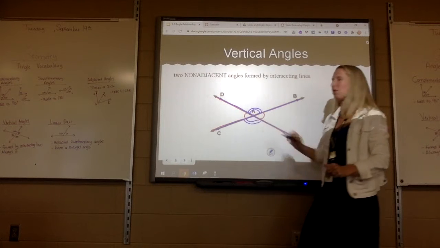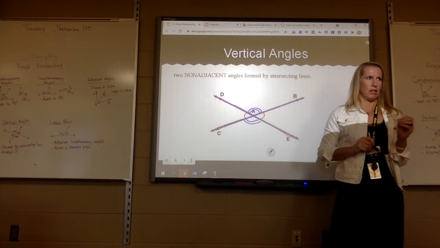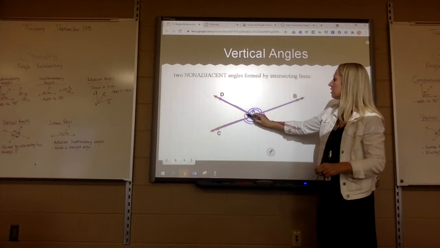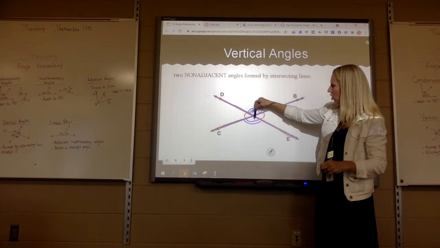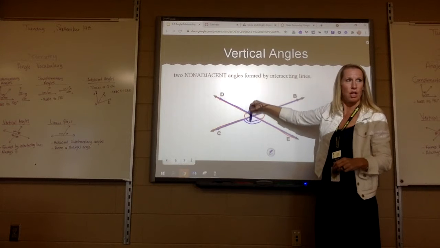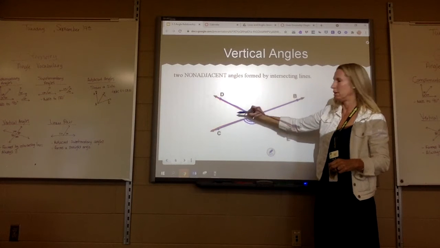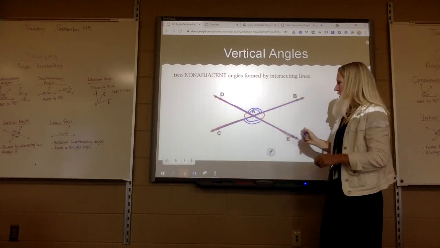DAB and CAE would be vertical angles. They always equal each other as well. So these two next to each other always add to 180, but the ones directly across from each other equal each other. Those are the vertical angles.